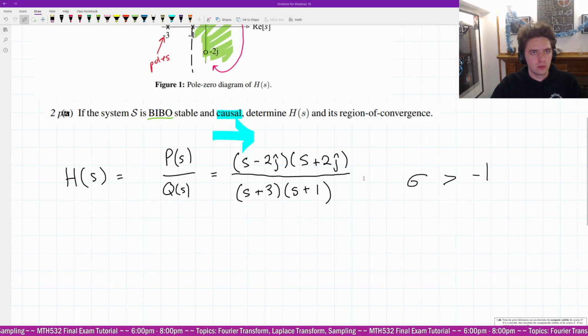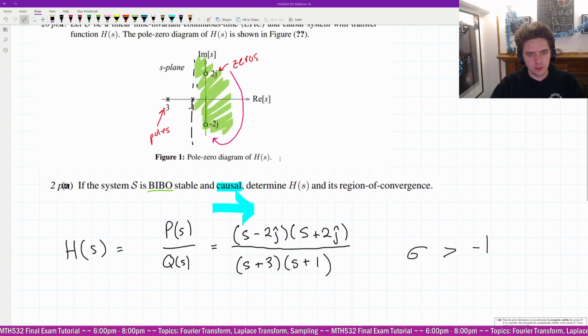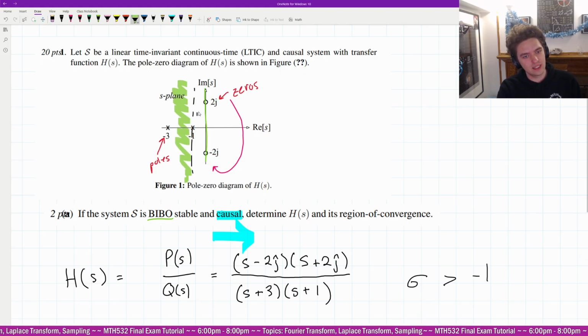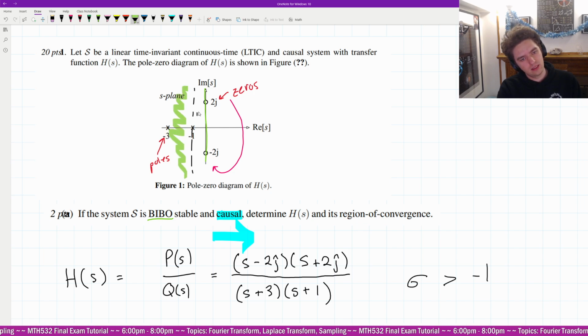Now, what would the region of convergence be if it wasn't BIBO stable? If it wasn't BIBO stable, that means you can't include this. So our region of convergence would have to be like that, or I guess it'd be that. No, but then it would be causal.